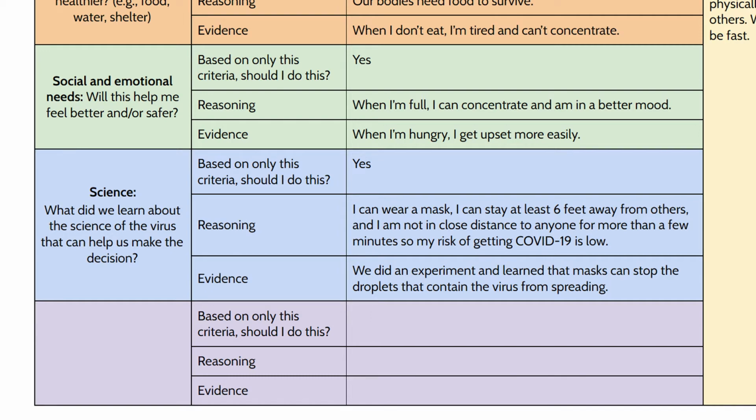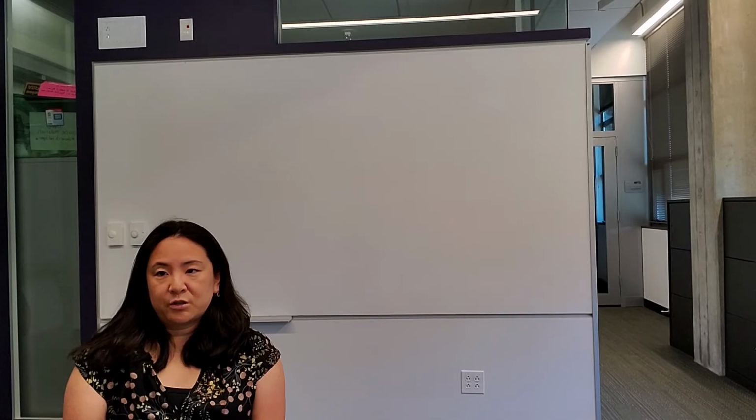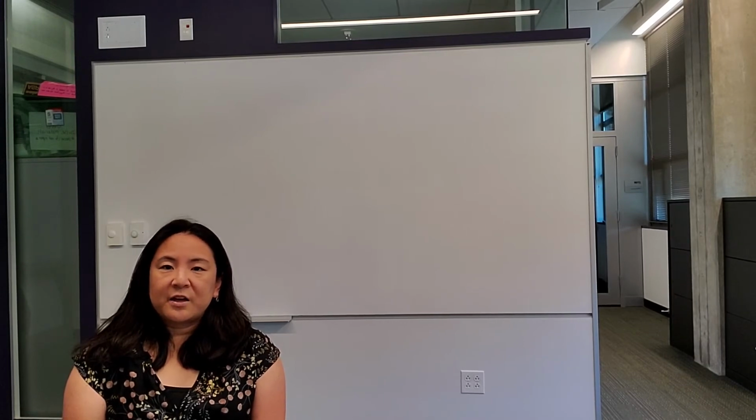Science. Your students have been learning about the science of the coronavirus, like how it spreads and how we can help keep ourselves safer. You'll draw on this learning to help inform your decisions. Ask your students to think about the decision, should I go to the grocery store? I know it's possible to get or spread the coronavirus there. What do I need to consider to decide if I should go?